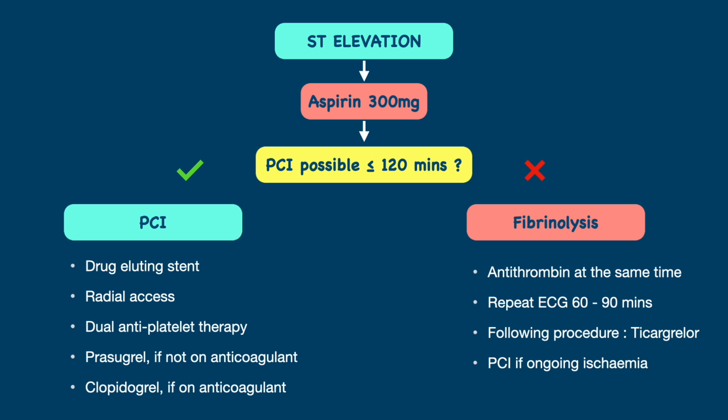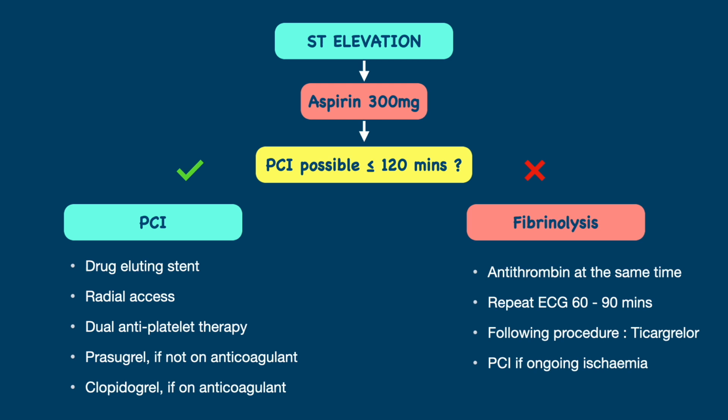Drug-eluting stents are now used. Previously, bare metal stents were sometimes used but have higher rates of restenosis. Radial access is preferred to femoral access. Further antiplatelet prior to PCI, and this is termed dual antiplatelet therapy, which includes aspirin and another drug. If the patient is not taking an oral anticoagulant, you may initiate the patient with prasugrel. And if taking an oral anticoagulant, you can prescribe clopidogrel.